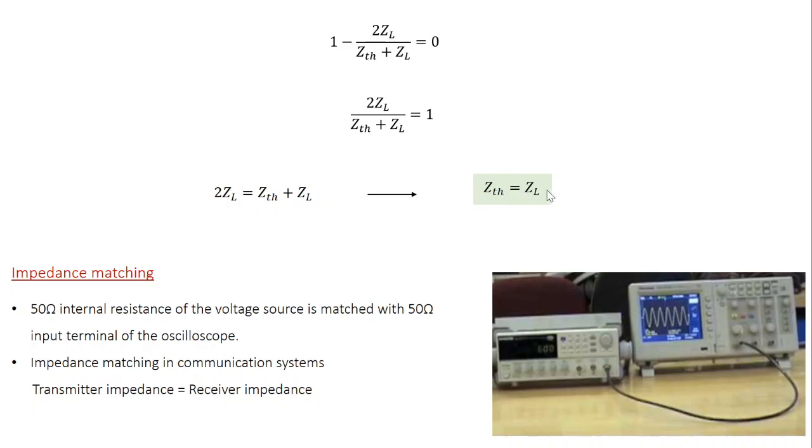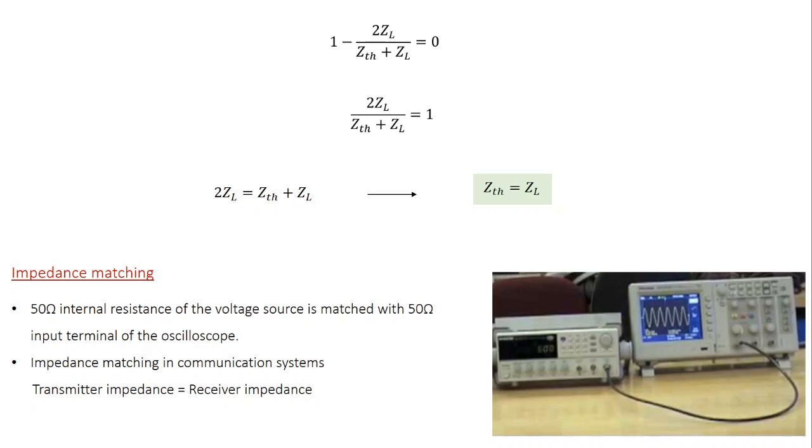Now this condition is a very important criterion in electrical networks. This is known as impedance matching. One of the classic examples of impedance matching which you will encounter in your lab experiment is, suppose you have a voltage source or a function generator and you want to view the waveform. What do you do? You connect it to an oscilloscope, right?